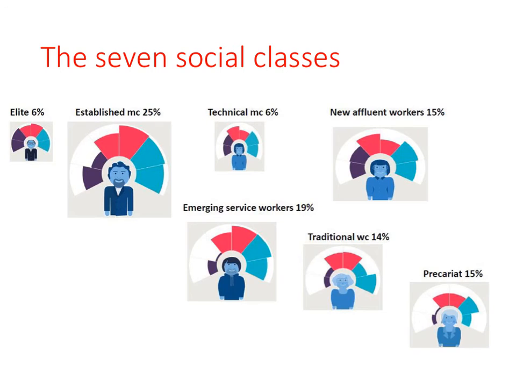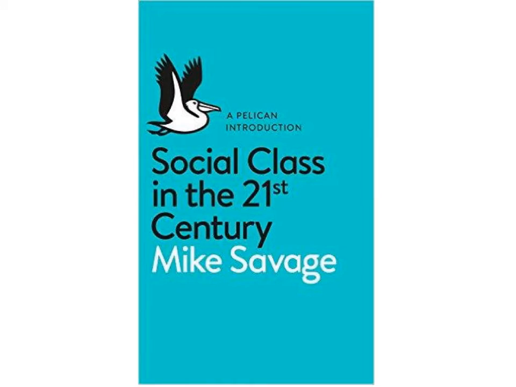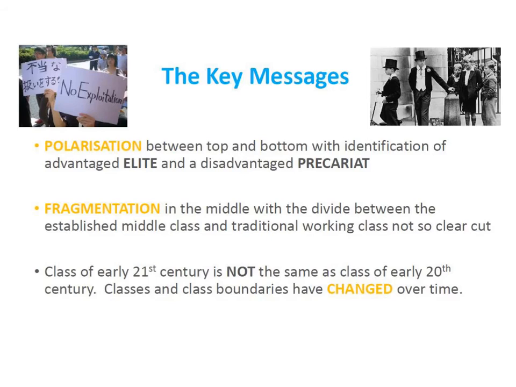And according to this survey, there are now 7 new classes in the United Kingdom, which we'll look at in more detail in lessons. Now, the findings of the Great British Class Survey, which was done in conjunction with the BBC, have been written up into this particular book that was published in the autumn of 2015, called Social Class in the 21st Century. And the key argument that Mike Savage and his colleagues put forward in this book is that we're seeing massive polarisation between the top and the bottom.